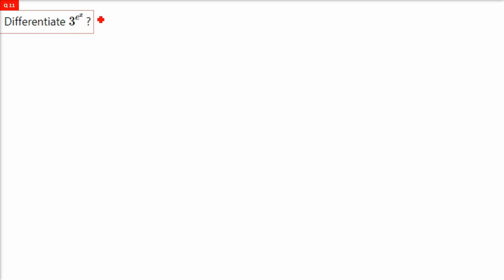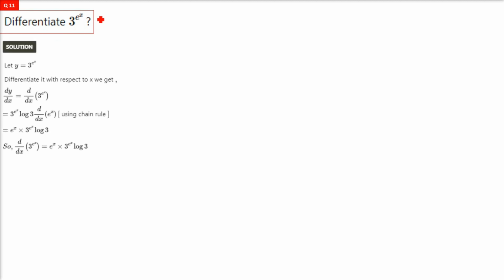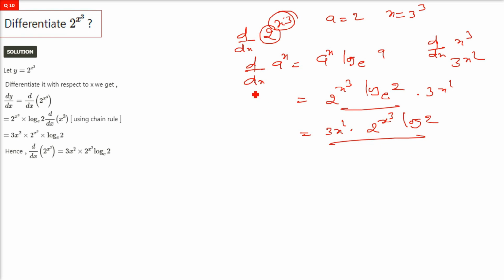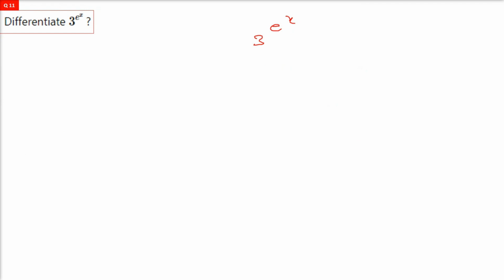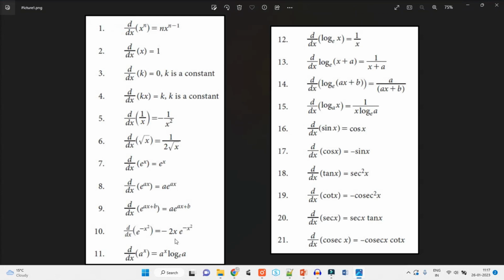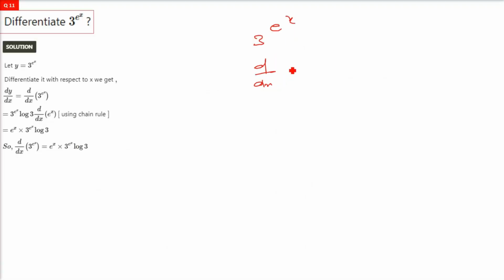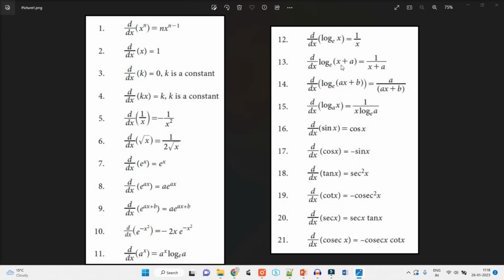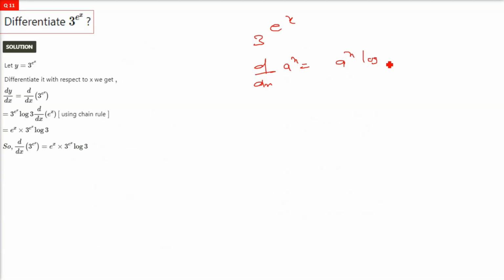Differentiate 3 into e to the power x. Same thing you have to do. Same a to the power x version you will use. This is 3 to the power e to the power x, and as I told you here also, this is almost same. So a to the power x log e a will be the differentiation of a to the power x. Now first compare what is a here. So d by dx a to the power x is, as I said, a to the power x log e a. So a to the power x is simply this thing, just you can replicate it. What is a here? 3.